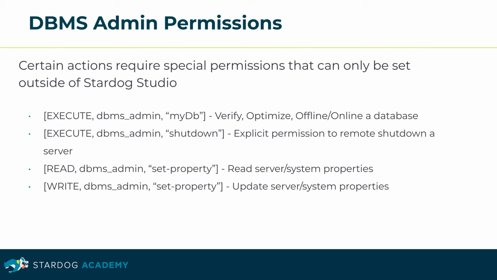Execute on DBMS admin of a database allows the subject to verify, optimize, offline, or online the database. Execute with type DBMS admin and the resource name shutdown allows the subject to issue a remote server shutdown command. Read and write permissions with type DBMS admin and the explicit name set-property allows the subject to read or update server or system properties, respectively.